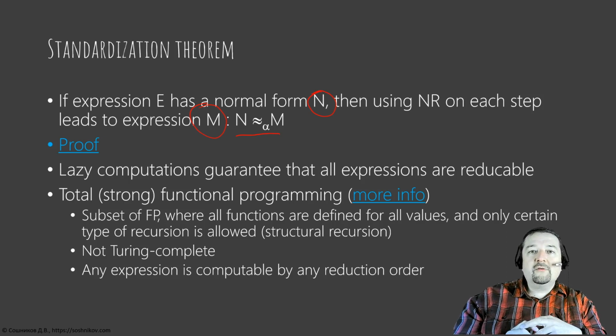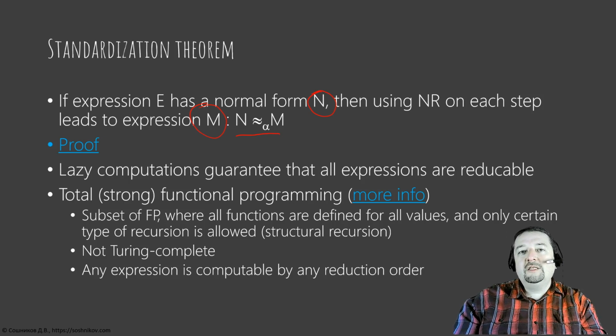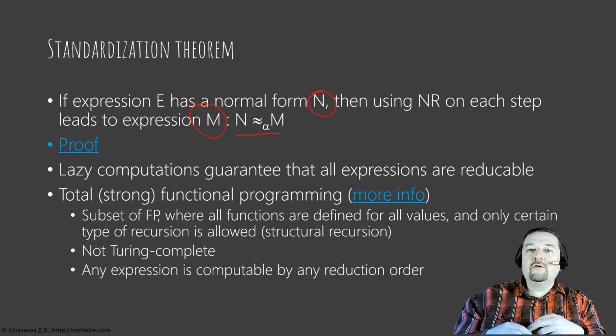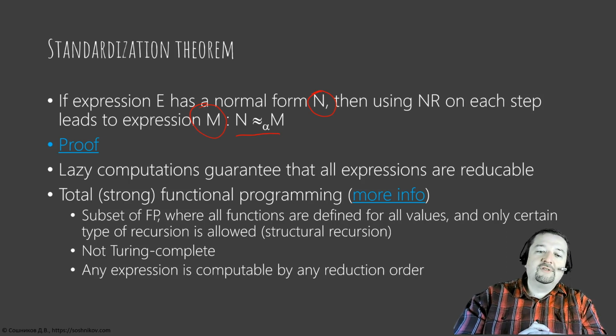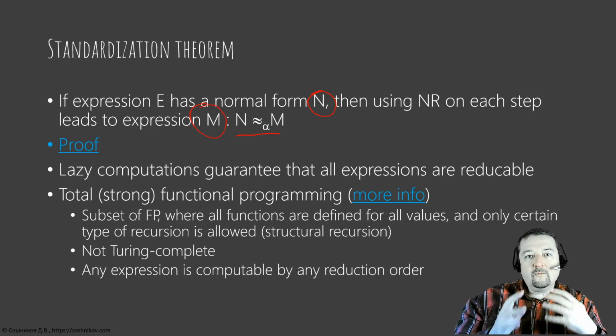Total functional programming is not Turing complete, so that's why it's not used in practice. And the reason it's not Turing complete is because it's impossible to write a program which would go into endless loop. And of course, in the Turing machine, it is possible to produce the endless loop. But in total functional programming, the good thing is that any expression is computable using any reduction order without any problems. However, when we talk about real programming languages, we definitely want them to be Turing complete, and that's why we, in most of the cases, need to decide which kind of reduction order to choose.